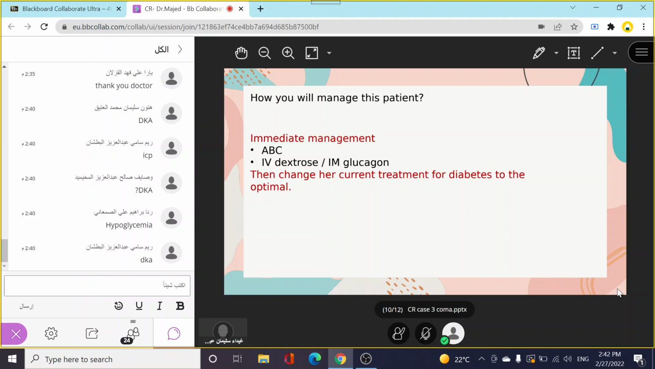Then after that, of course, we will need to change her current management to the optimal one and educate the patient to stick to her medication.